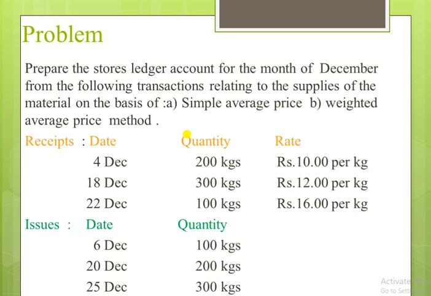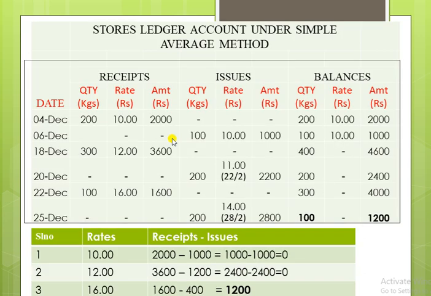Next, issues have been given, with the same date and quantity. On 6th December, 100 kgs issued, 20th December, 200 kgs issued, and 25th December, 300 kgs issued. So this is the problem. The date, quantity and rate have been given according to the receipts and issues. With these receipts and issues, we should calculate the simple average method first. Okay, we shall move on to the solution now.